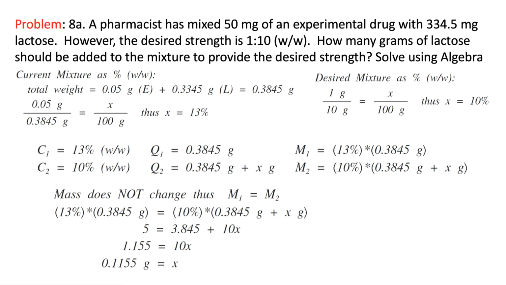Now I just rearrange that and get that 10X is equal to 1.1455. Divide both sides by 10, and my answer is 0.1155 grams. And that is the answer to this question. That is the weight of lactose I would need to add to my existing 13%. So if I add the 0.1155 grams to my 0.3845 grams of 13%, mix that all together, I get a resulting 10% concentration mixture. And that's the answer to this first part of this question.